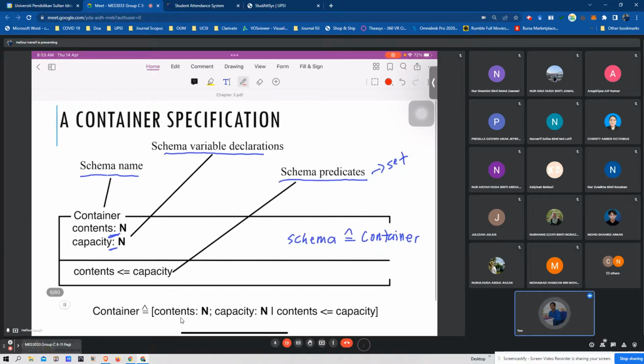We have a schema name, schema variable declaration. We have a predicate. Predicate here, it also can be a set, or a predicate logic predicate. And then we have a container. This one is vertical.